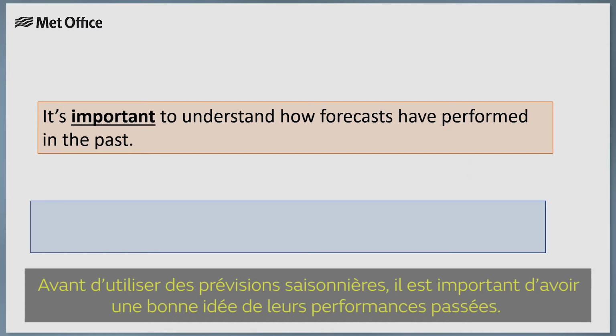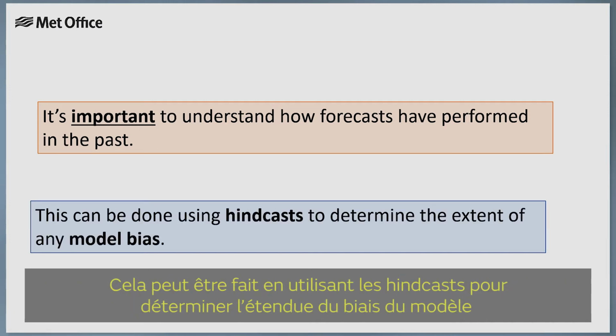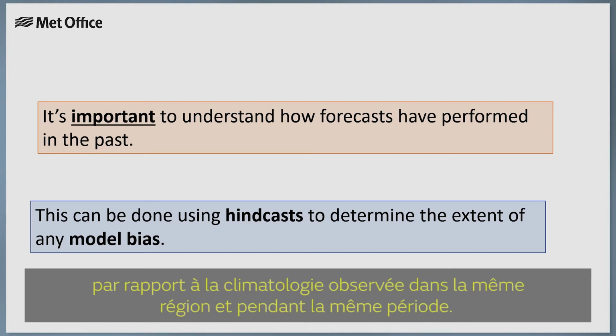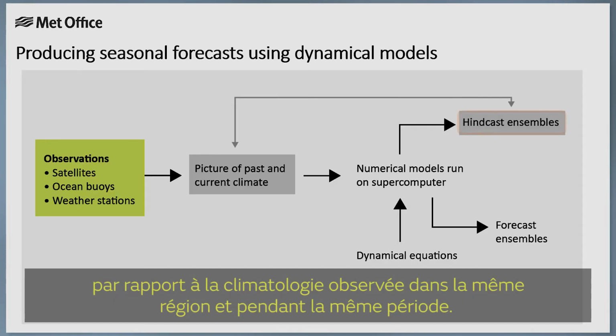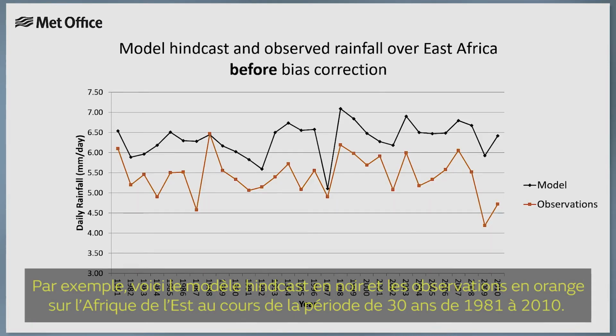Before using and trusting the output from a seasonal forecast, it's important to understand how well forecasts have performed in the past. This can be done using the hindcasts to determine the extent of any model bias. Looking back at the flow diagram, this is done by comparing the hindcasts with the observed climatology of the same region and period. For example, here is the model hindcast in black and observations in orange over East Africa in the 30-year period from 1981 to 2010.